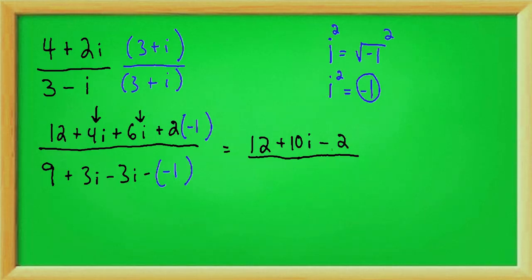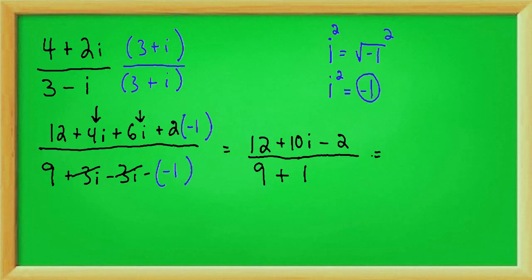And in the denominator, we have a 9 on the left, and our positive 3i and our negative 3i cancel each other out. So we got rid of our i terms. And on the right, we have a negative times a negative 1, which is equal to positive 1. So now notice how we have no more i terms in our denominator, which was what we wanted to do. That's why we multiplied by the conjugate. So now we just need to simplify just a little bit further.